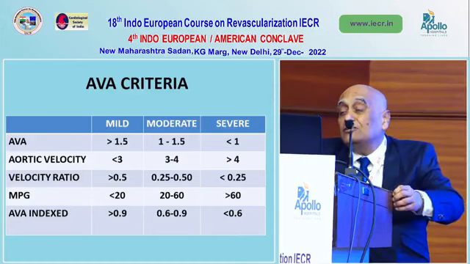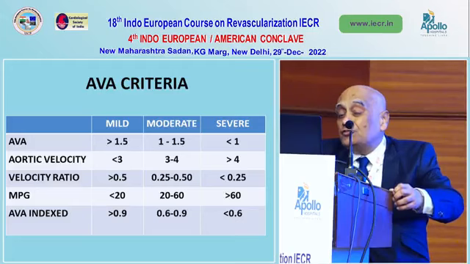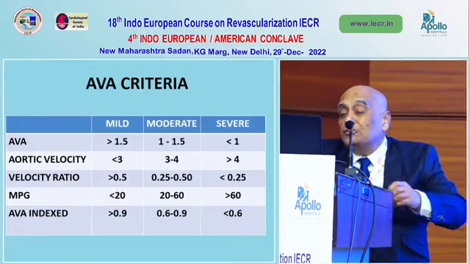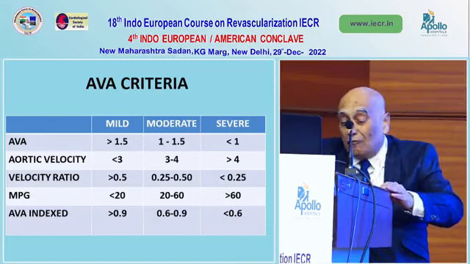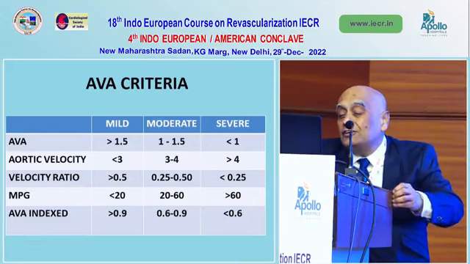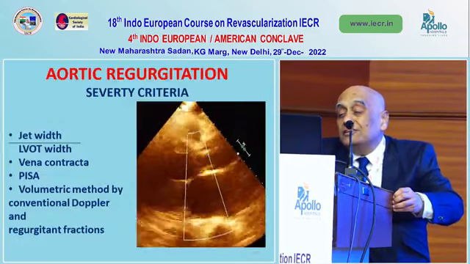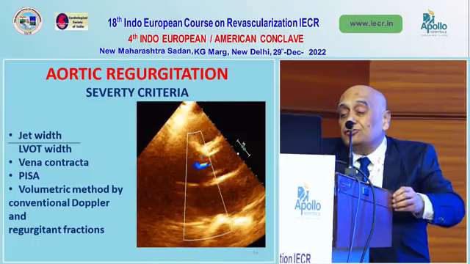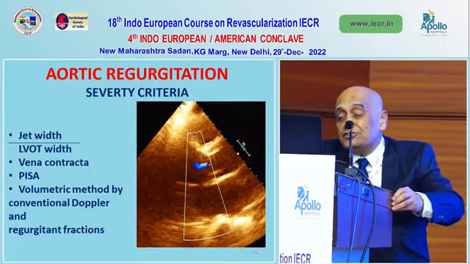If the aortic valve area is less than 1, it is severe aortic stenosis. A peak velocity of more than 4 meters per second, a velocity ratio of less than 0.25, a mean pressure gradient of more than 40, and an indexed aortic valve area of less than 0.6 centimeters squared per meter squared is also severe AS.